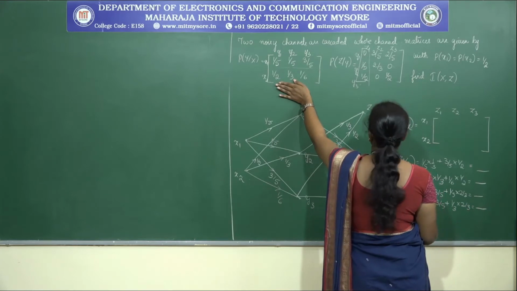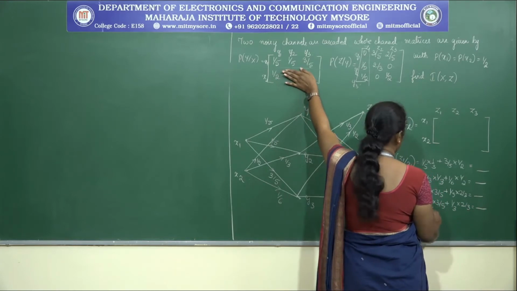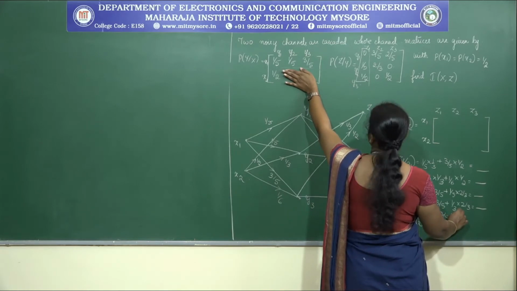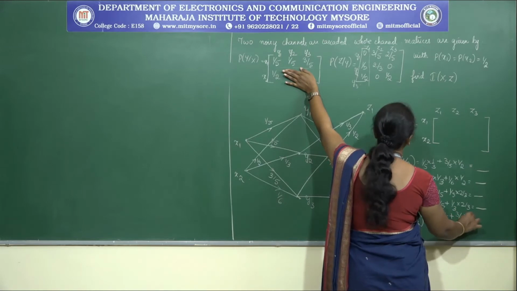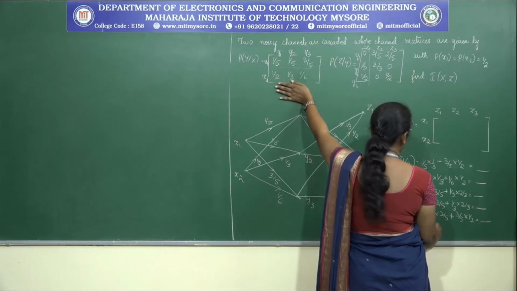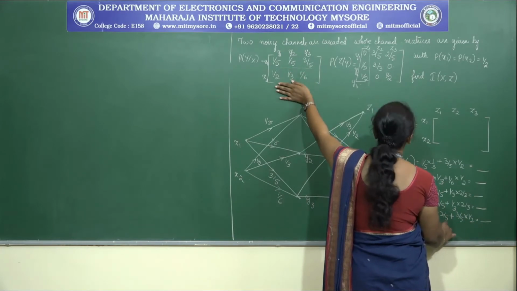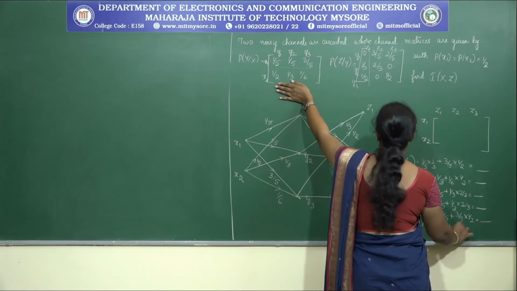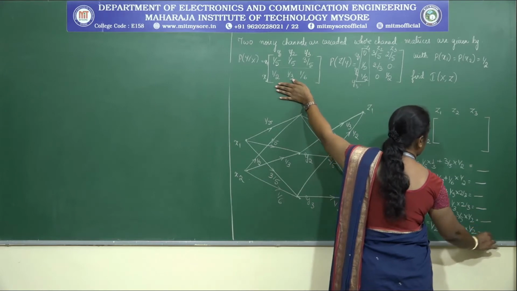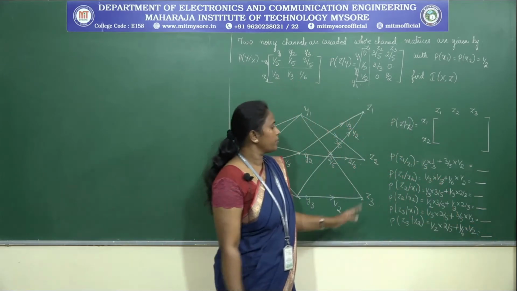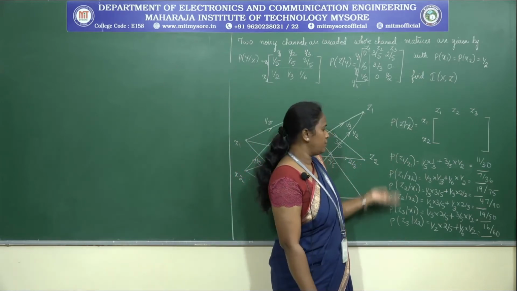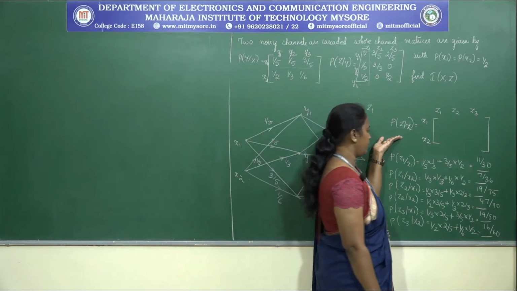Then we have z3 by x1. So it is 1 by 5 into 2 by 5 plus 3 by 5 into 1 by 2. Then we have z3 by x2. So it is 1 by 2 into 2 by 5 plus 1 by 6 into 1 by 2. So if you simplify, you will be getting the value with respect to your P of z by x. So we have calculated the values now. So fill with respect to this matrix.